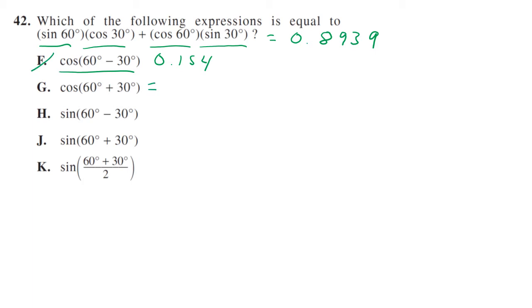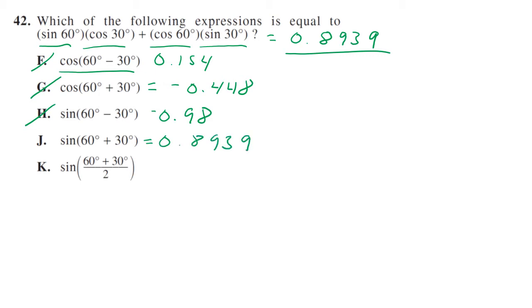The second one, put it straight in your calculator, you get negative 0.448, not 0.8939. The choice H, you get negative 0.98, also not 0.8939. Sine 60 plus 30 equals 0.8939. That one is correct.